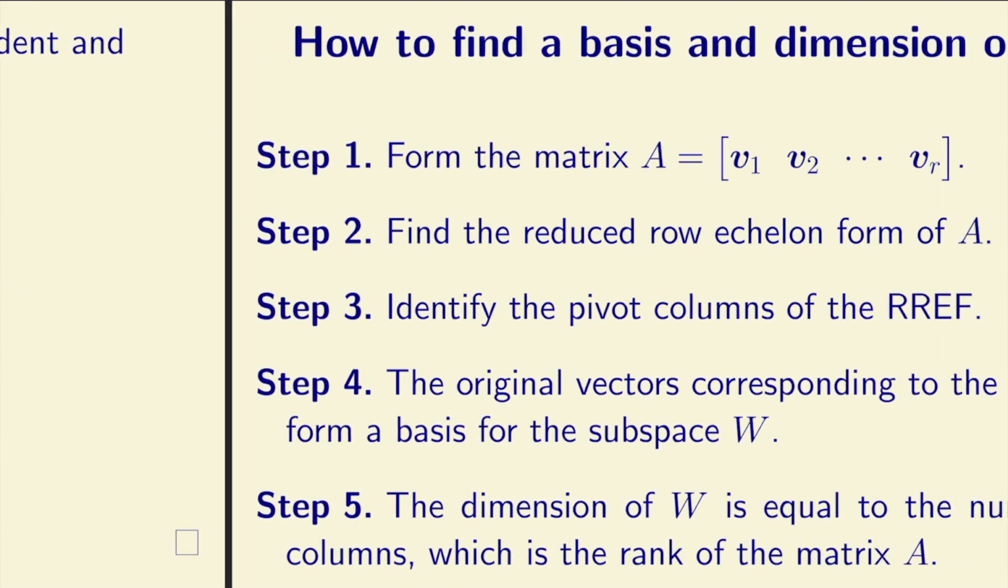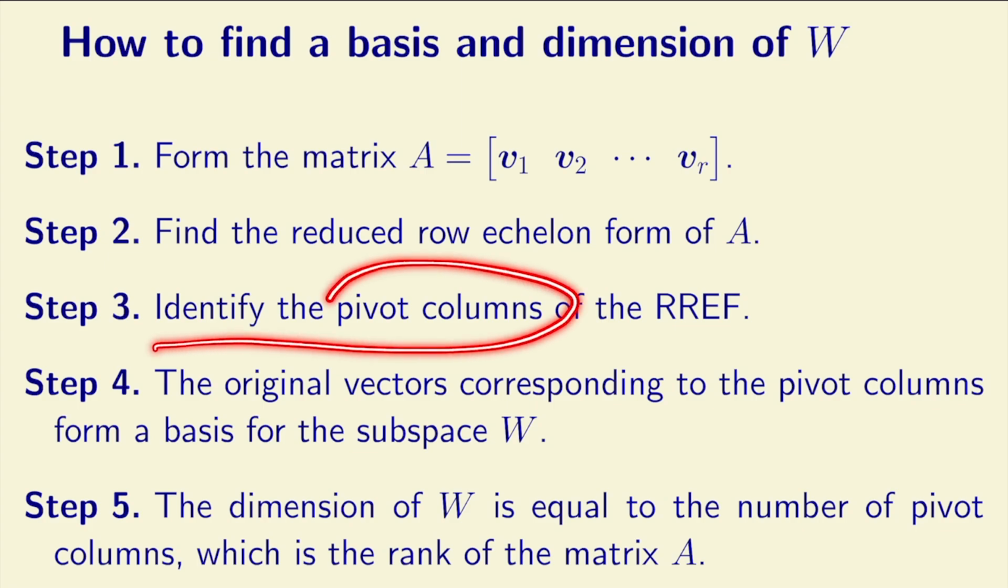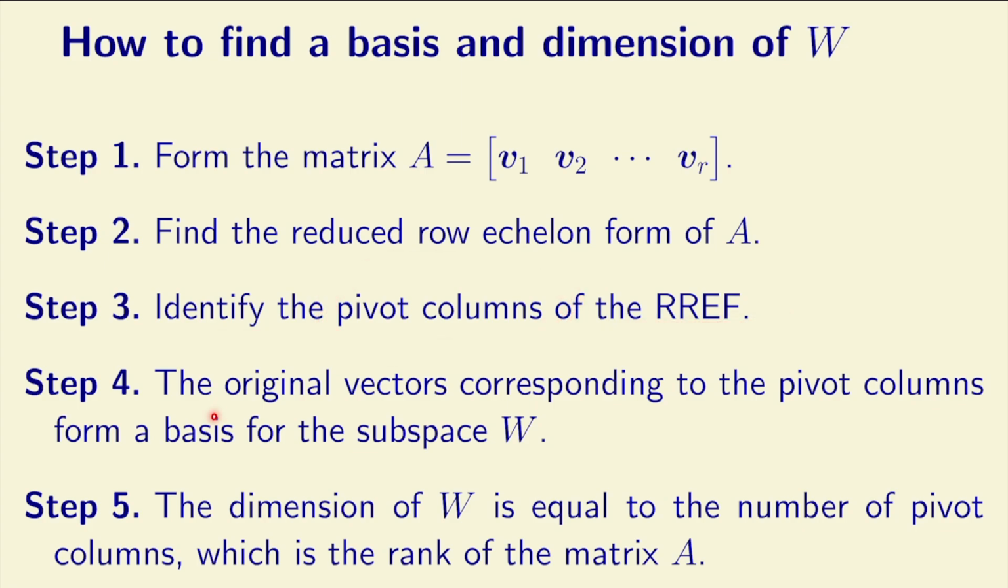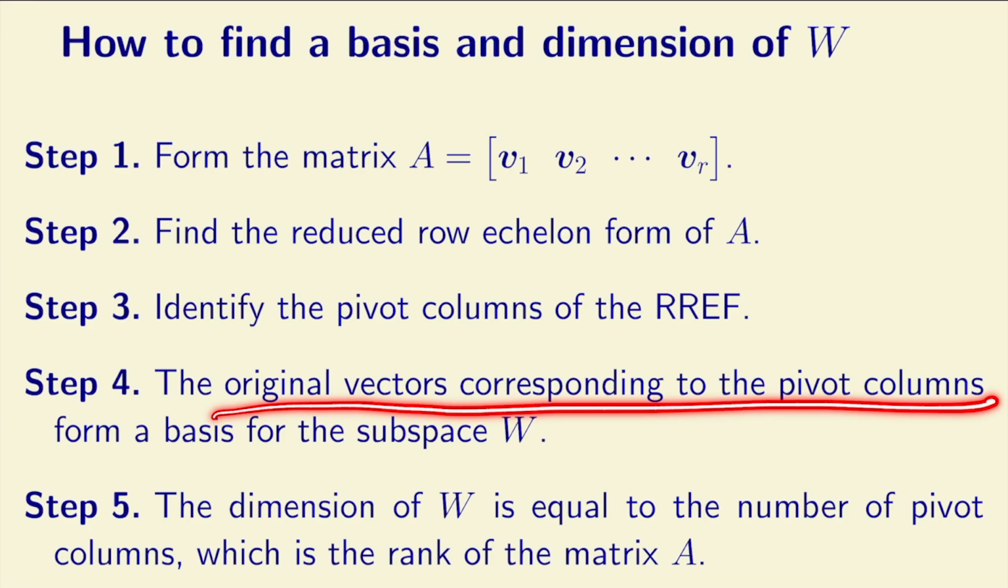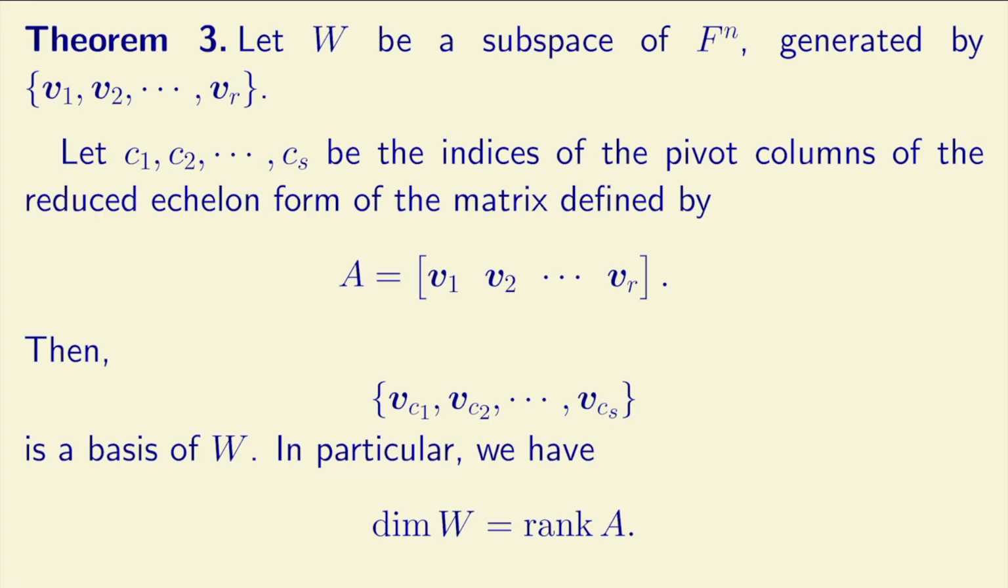These notes summarize the steps nicely. Okay, let's go over them again. Form a matrix A with the vectors as columns. Find the RREF of A. Identify the pivot columns of the RREF. The original vectors corresponding to the pivot columns are a basis for W. The number of pivot columns is the dimension of W and the rank of A. You've got it. The theorem on the next page states this process more formally. Have a look for a second.